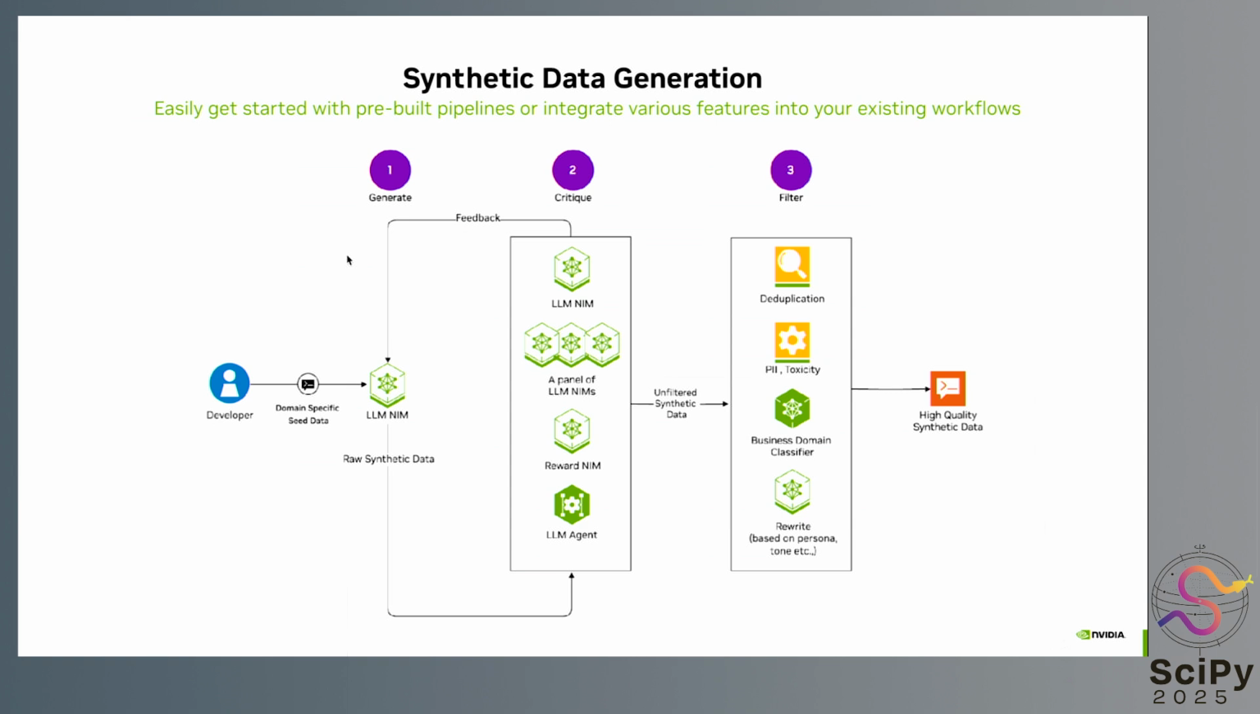And the second thing is the critique model. It can be a single large language model, a panel of large language models, a reward model, or an LLM agent. Then the last step is a filter. You may want to do deduplication based on your need. You may want to remove the PII and confidential information, and you may want to adjust the toxicity of your data. And you may also want to do some business domain classifiers. And afterwards, you will get high quality synthetic data.